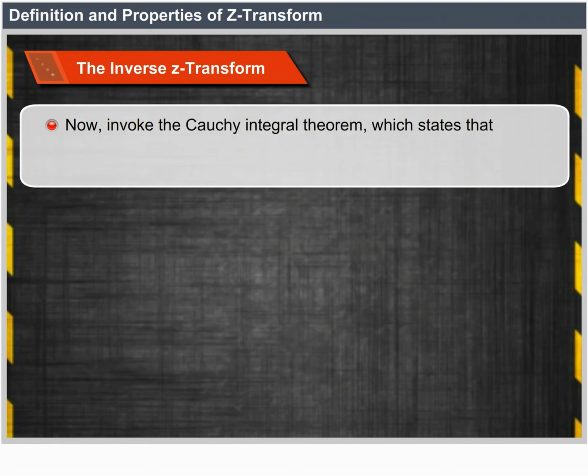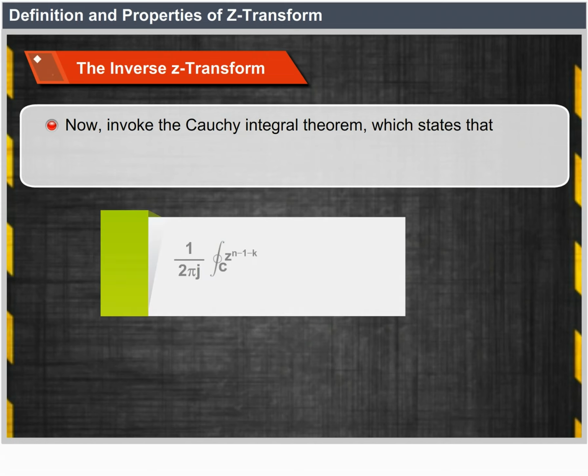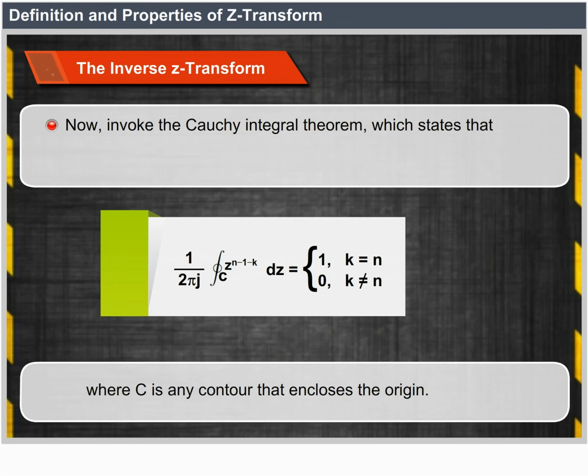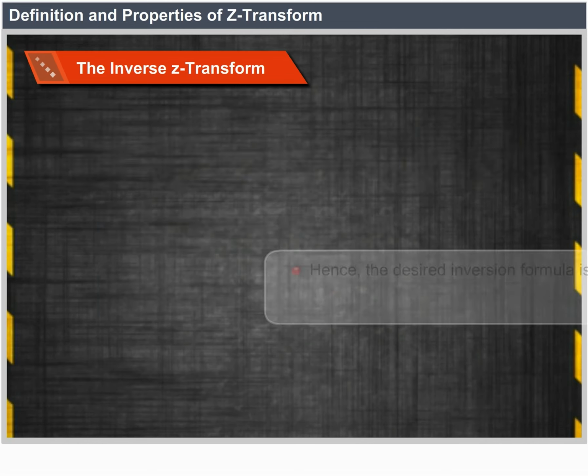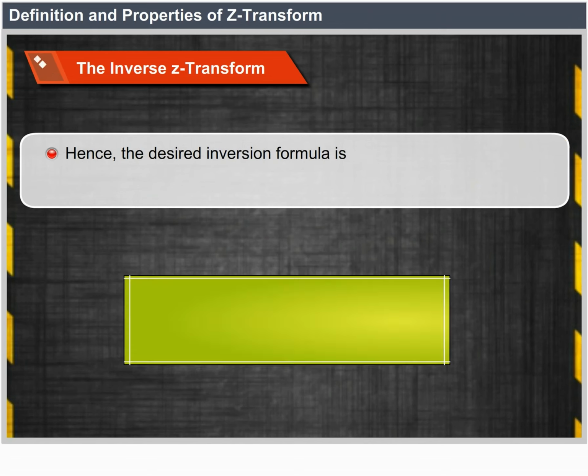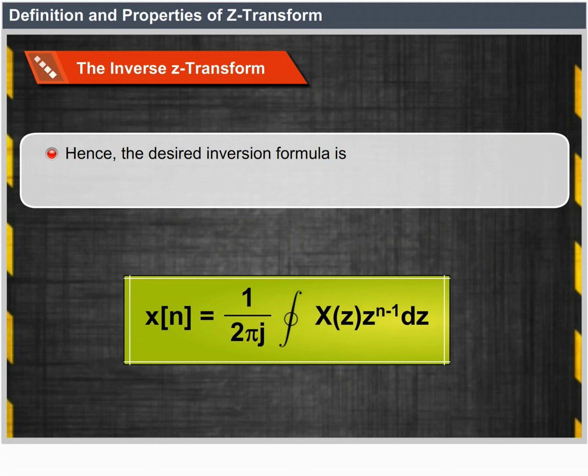Now invoke the Cauchy integral theorem, which states that 1 divided by 2 pi j closed integral z power n minus 1 minus k into dz equal to 1 when k equal to n and 0 when k not equal to n, where c is any contour that encloses the origin. Hence, the desired inversion formula is x of n equal to 1 divided by 2 pi j closed integral X of z into z power n minus 1 into dz.